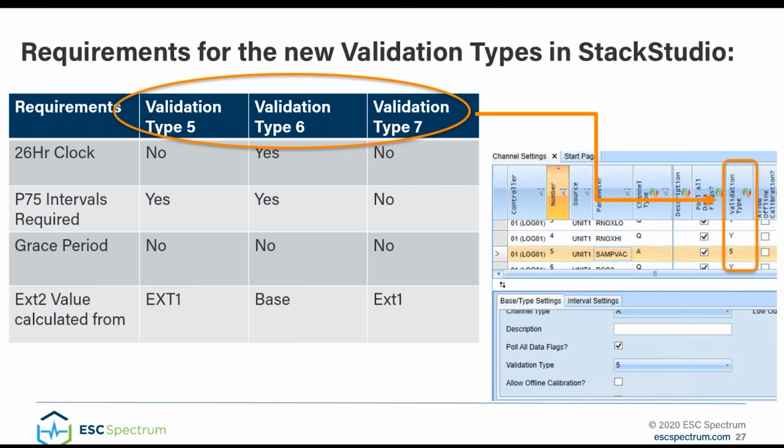Validation type 6 does require 26-hour clock, does require part 75 intervals, does not require a grace period, and the extended 2 value is calculated from the base. And validation type 7 does not require 26-hour clock, does not require part 75 intervals, does not require grace period, and the extended 2 value is calculated from extended 1.